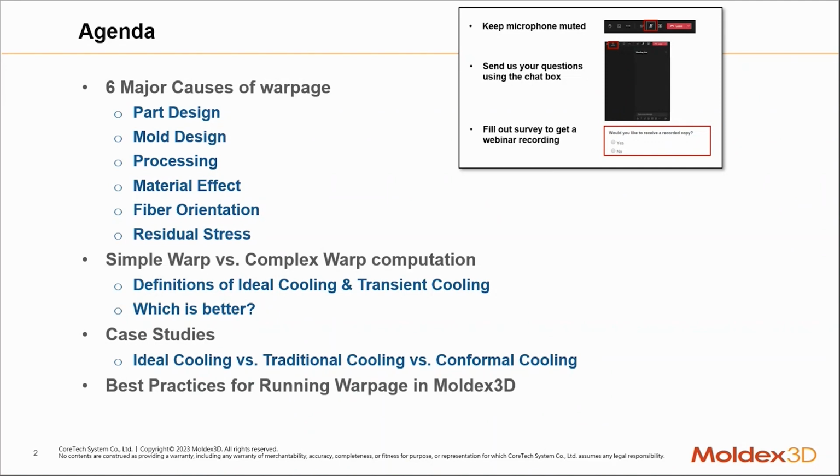Agenda for today: warpage. Six major causes of warpage. We'll look at all of them: part design, mold design, processing, material effect, fiber orientation, and residual stresses. We'll also look at simple warp versus complex warp computation. What's the definition of ideal cooling and transient cooling, and the impact and the differences between the two? Which one is better under what circumstances? We'll look at case studies to understand the differences and the impact of cooling, and then also best practices for running Warpage in Moldex 3D.